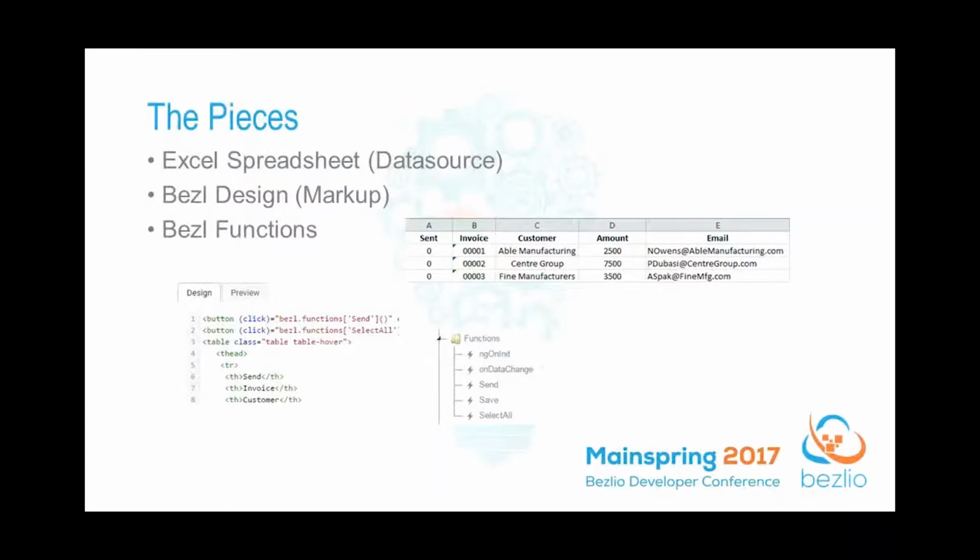The pieces are going to be that spreadsheet that's already in your demo folder. We're also going to do a simple design, or what they call the markup, and a little bit of sample code here. And then we also have some functions that we're going to use. Nick has already covered the two here, but we're going to add a send, a save, and a select all function to work with our Bezlio app here.